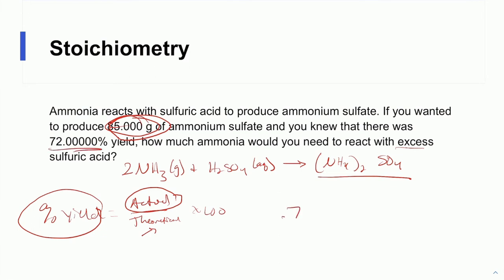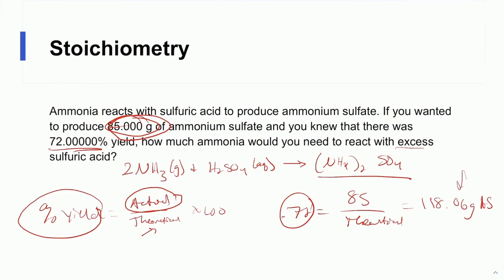So I'm just going to say 0.72 is equal to actual over theoretical. And then this actual here is 85. So in reality, it's going to be 85 divided by 0.72. If you do that, you get about 118.06 grams of ammonium sulfate as the theoretical yield, given that the percent yield was 72%.